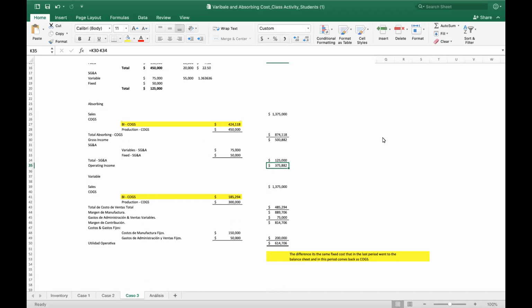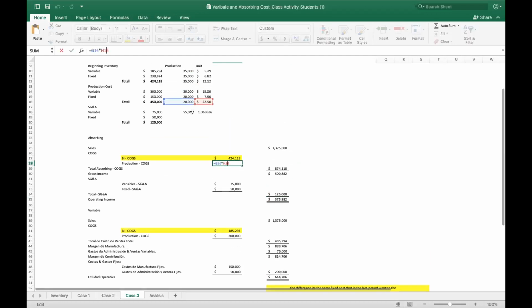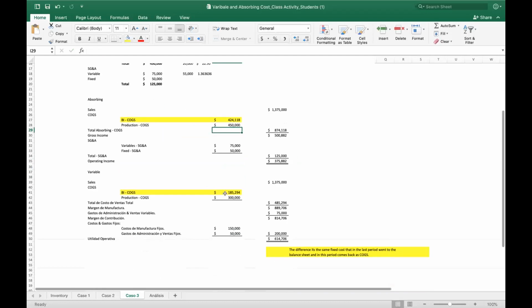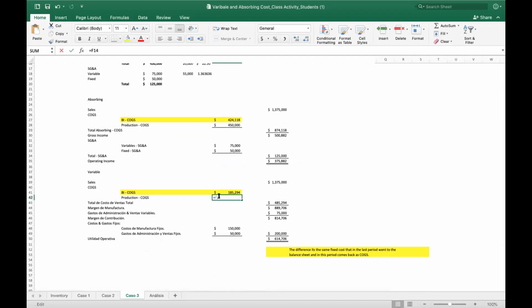Okay. ¿Cómo calcularon el production cost nada más? A ver dónde está. El de hasta arriba. ¿En sales? O sea, este. Ajá. Ah, ok, va. Gracias. Y aquí como que es variable nada más.